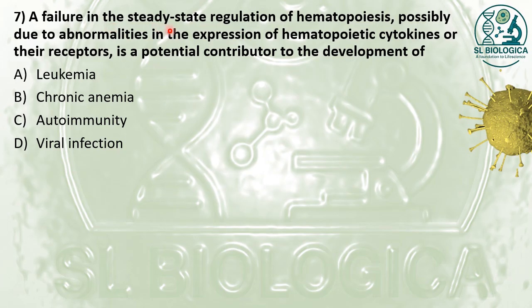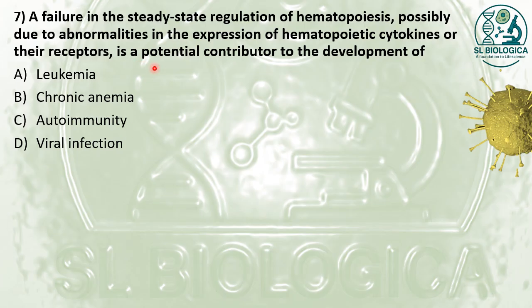A failure in the steady state regulation of hematopoiesis, possibly due to abnormalities in the expression of hematopoietic cytokines or their receptors, is a potential contributor to the development of dash. Okay, so they are asking if something happens to the hematopoietic cytokines, that is, those cytokines which are regulating the hematopoietic development, what critical condition will arise? Leukemia, chronic anemia, autoimmunity, or viral infection.